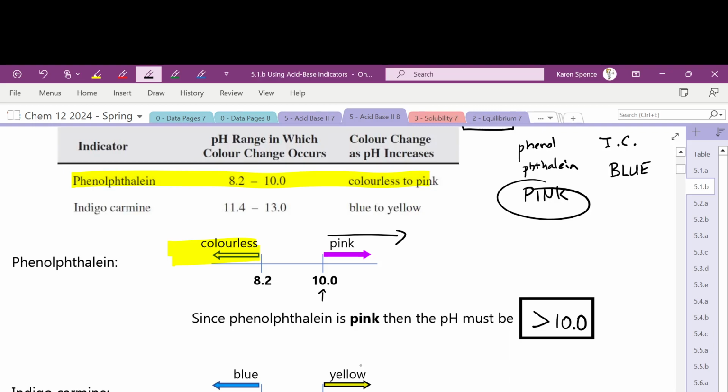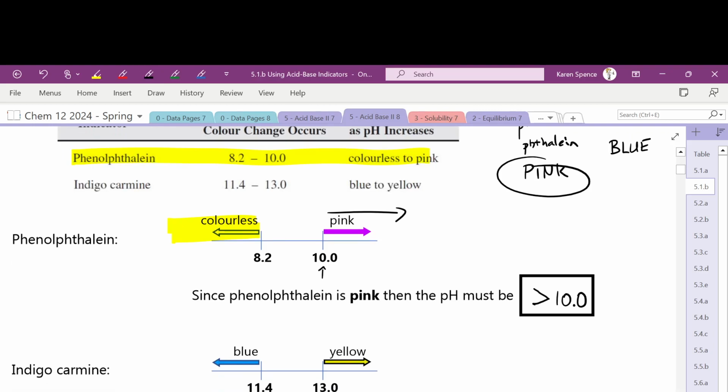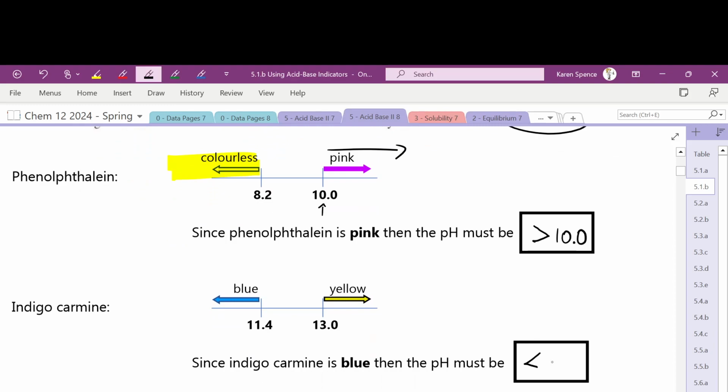Now, indigo carmine is blue. So what does that tell us? Indigo carmine is blue when we are below pH 11.4. So we know the pH must be below 11.4. So we can say there are two ways of writing the range of this solution.